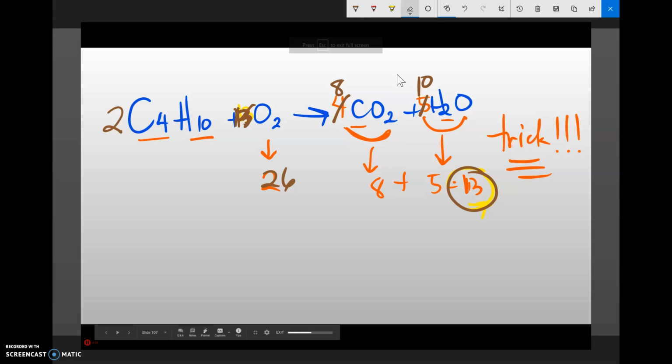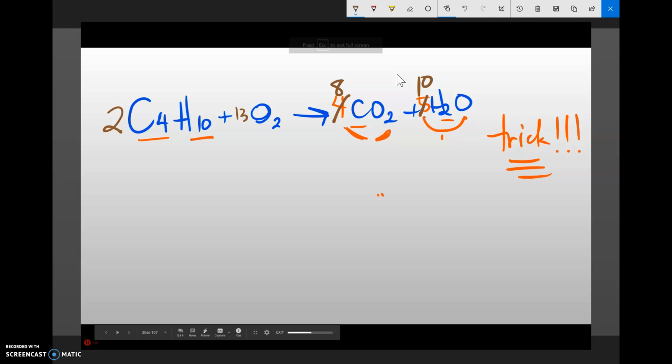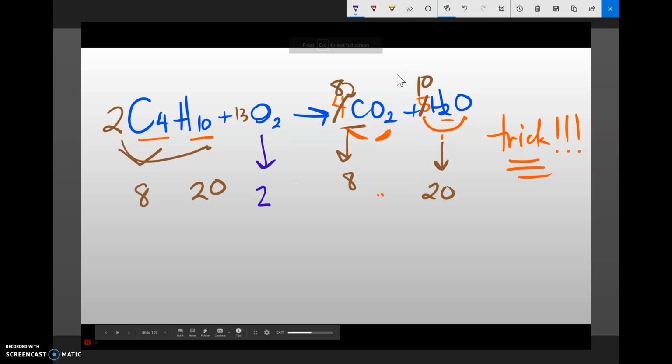Okay, so now let's double check really quickly and make sure this looks good. Plus, that would have been 13. So right here, 2 times 4 is 8. Right here, you've got 8 carbons. 2 times 10 is 20. 10 times 2 is 20. And then our oxygen, we've got 13 times 2 is 26. On this side, we've got 8 times 2, so we've got 16, plus 10 equals 26.